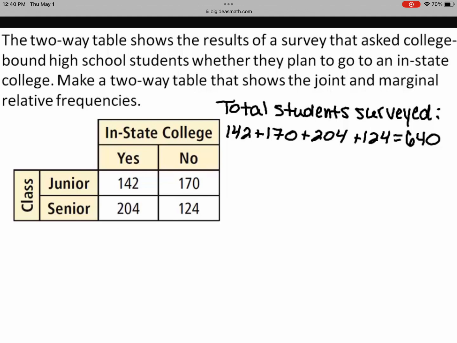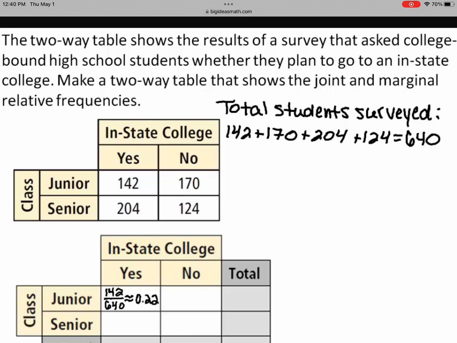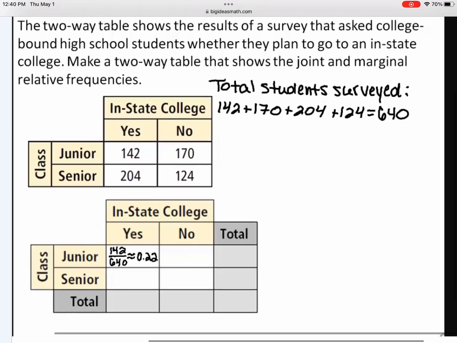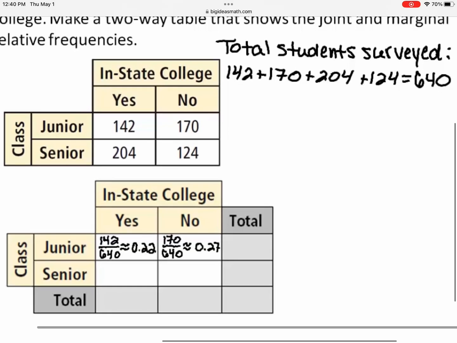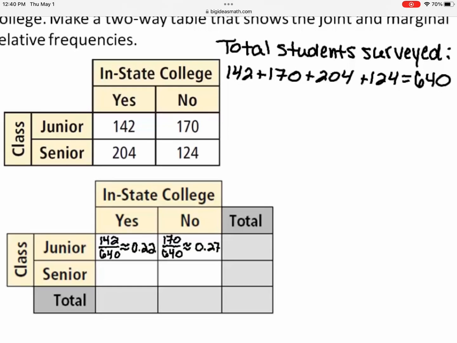So to find the joint relative frequencies, divide each frequency by 640. 142 divided by 640 is approximately 22 hundredths. 170 divided by 640 is approximately 27 hundredths. 204 divided by 640 is approximately 32 hundredths. And 124 divided by 640 is approximately 19 hundredths.